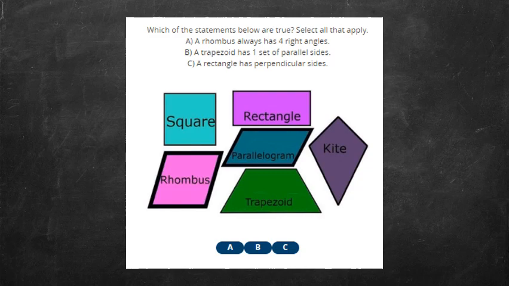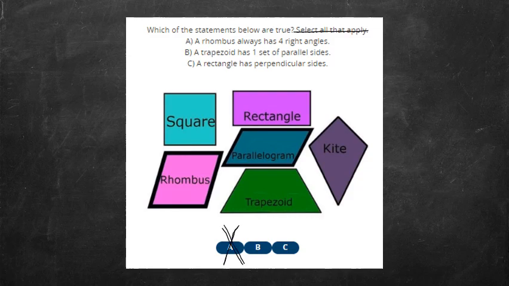Last question. Which of the statements below are true? Select all that apply. All right, let's keep that in mind. We got to select all that apply. Let's look at A. A rhombus always has 4 right angles. Well, let's look at the rhombus. The rhombus does not have any right angles, right? I can't put a square in those. Those are not right angles. So we know that A is not a good answer choice.